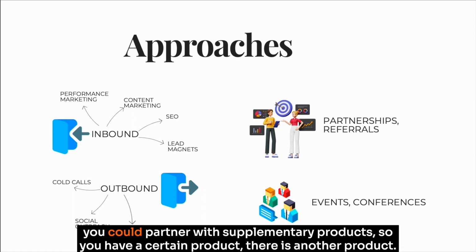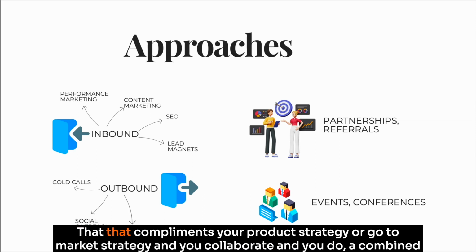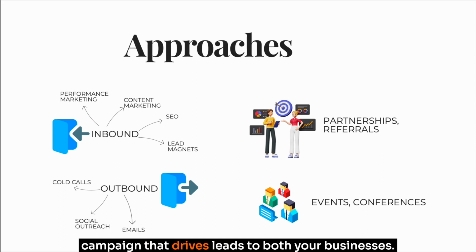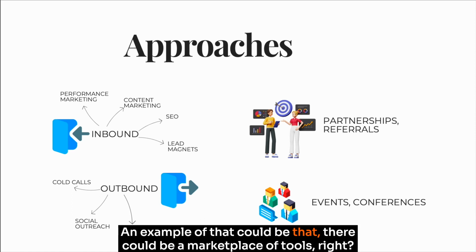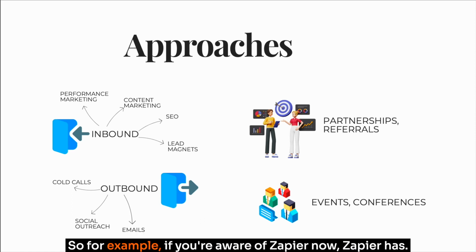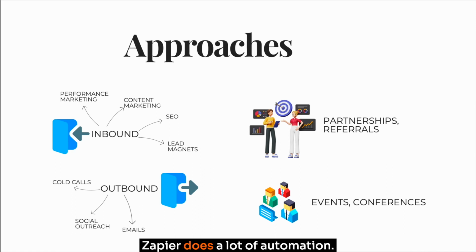where, for example, you could partner with supplementary products. So you have a certain product, there is another product that complements your product strategy or go-to-market strategy, and you collaborate and you do a combined campaign that drives leads to both your businesses. An example of that could be that there could be a marketplace of tools, right? So, for example, if you're aware of Zapier, now Zapier does a lot of automation.